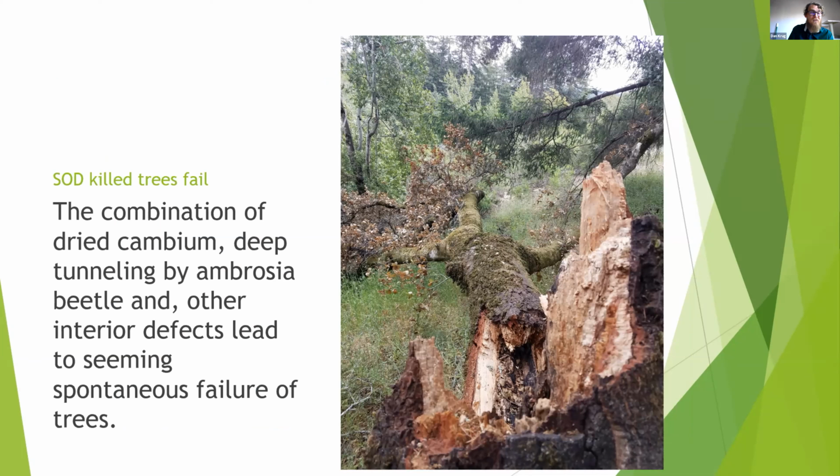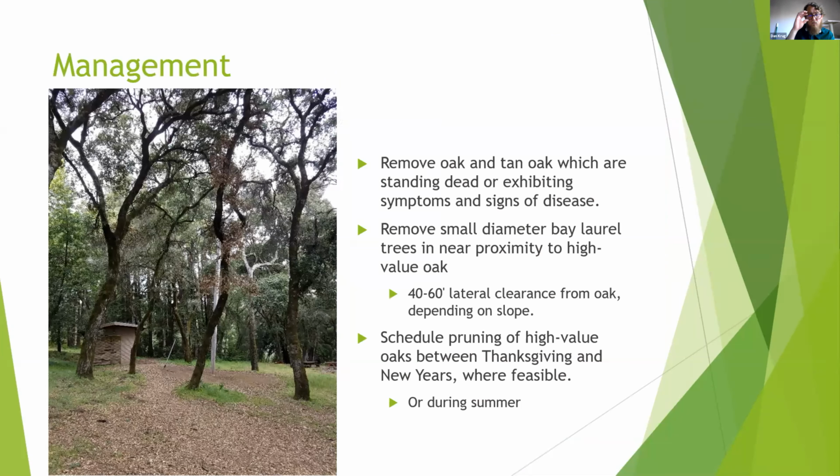Sudden oak death killed trees commonly fail due to the combination of these pests and pathogens. So for management of these diseases or infected trees, it's common to remove the infected oak and tanoak, which are standing dead and exhibit signs of disease and are threats or hazards to the general public in high use areas or high use trails.